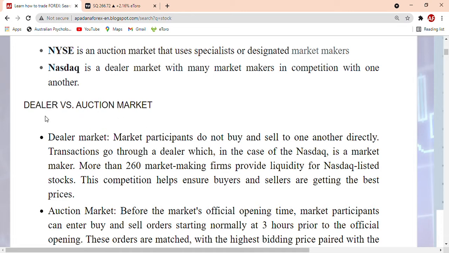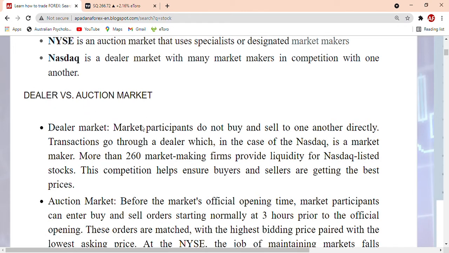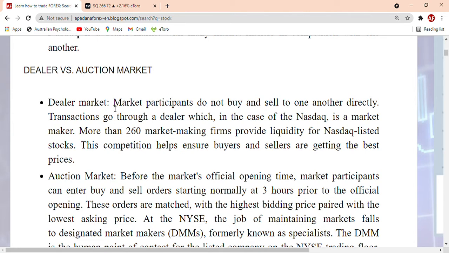So let's talk about dealer versus auction markets. A dealer market: on dealer markets, market participants do not buy and sell to one another directly. Transactions go through a dealer, which in the case of the NASDAQ is a market maker. So more than 260 market making firms provide liquidity for NASDAQ listed stocks. This competition helps ensure buyers and sellers are getting the best price. And you know how important liquidity is. If there is not enough liquidity, your orders won't be executed anyway.